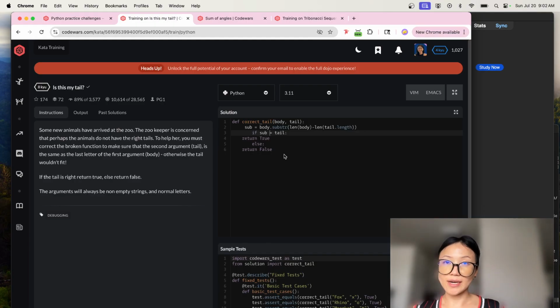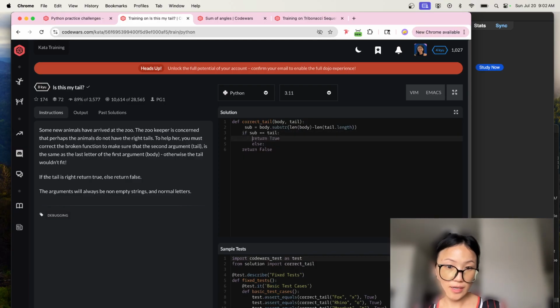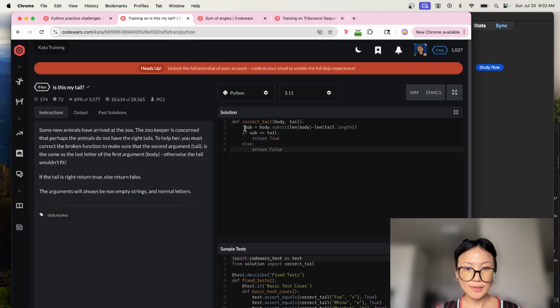This one right here is saying that I'm assigning you to equal to this, but we want to check. So if we want to check, we need 2 equals. And also in Python, it matters about indentation. So this one will be here, and this one will be here, else return false. Indentation matters.